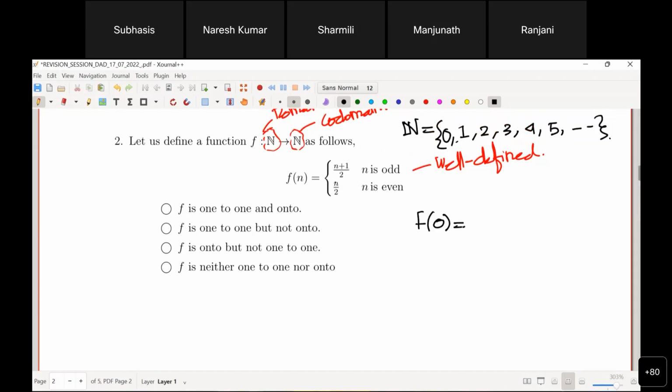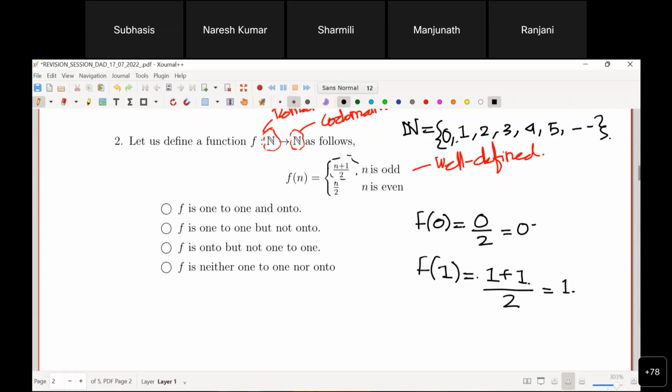It's 0, correct, because 0 is even and the image is basically 0 by 2, which is 0. Okay, so next thing is, what is f of 1? F of 1 is 1 plus 1 by 2. Correct. So since 1 is odd, I have to consider this definition. So 1 plus 1 by 2, which is 1.